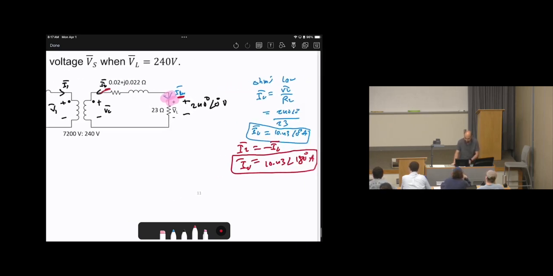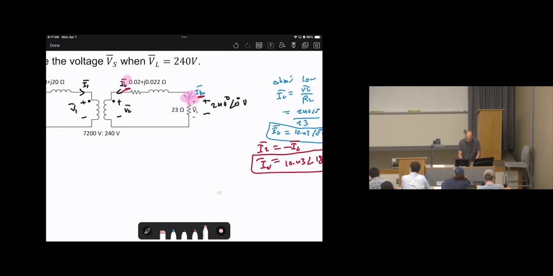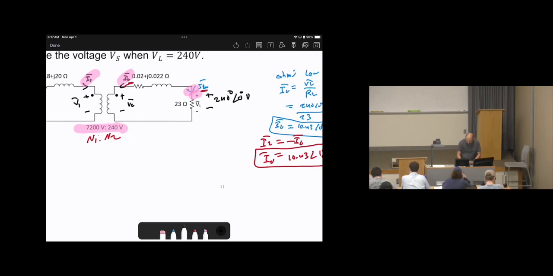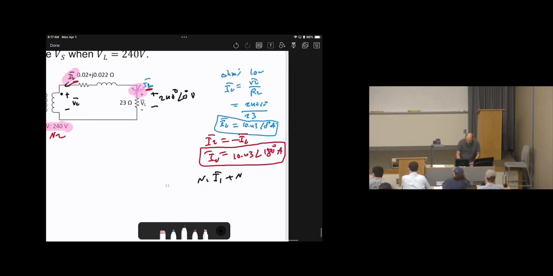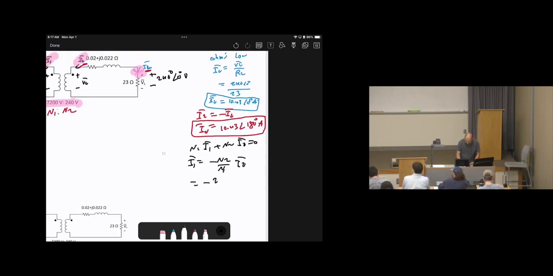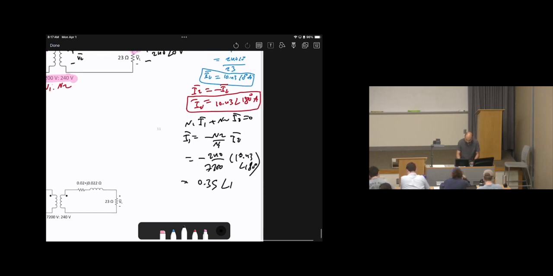Then I can find I1 by applying the current formula. You can see here is I2, here is I1, and we see the turns ratio is given here. Here is N1, N2, 7,200 over 240. Then we apply the current formula. Let me write it here: N1 times I1 bar plus N2 times I2 bar equals 0. Therefore, I1 bar will be negative N2 over N1 times I2 bar. Then it is negative N2, which is 240, over N1, 7,200, times 10.43 angle 180 degrees. The answer will be 0.35 angle 0 degrees amperes. This is I1. Okay?